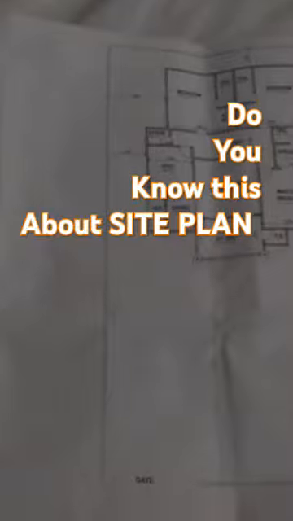This sketch was done by a client. You can see that the boundary line, which is the fence, is at 90 degrees. Most times, the boundaries of most plots are not always at 90 degrees.